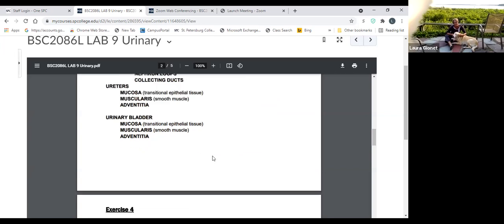So the function of the ureters is transporting urine from the kidneys to the bladder, and the bladder stores the urine until it's ready to be evacuated. And then the urethra would be a passageway that transports urine from the bladder to outside the body.